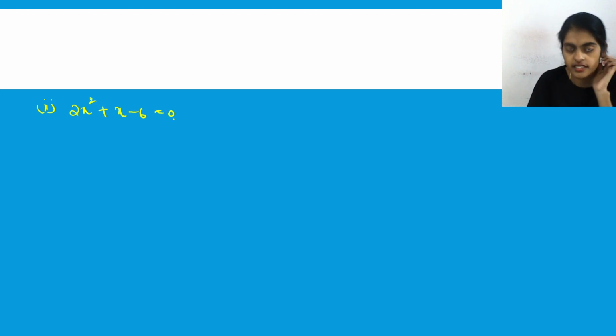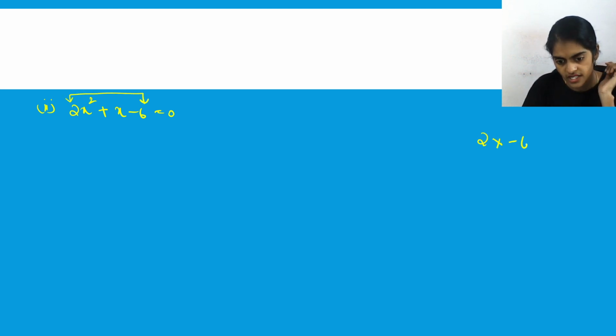By practice, you will understand this splitting method very easily. So this is a question. As I told you, you will take the product of x square coefficient and the constant. X square coefficient is 2, constant is minus 6. So your answer is minus 12. Now this minus 12 you have to split in factors. So 12 I can write 1 12 or I can take 4 3s 12.